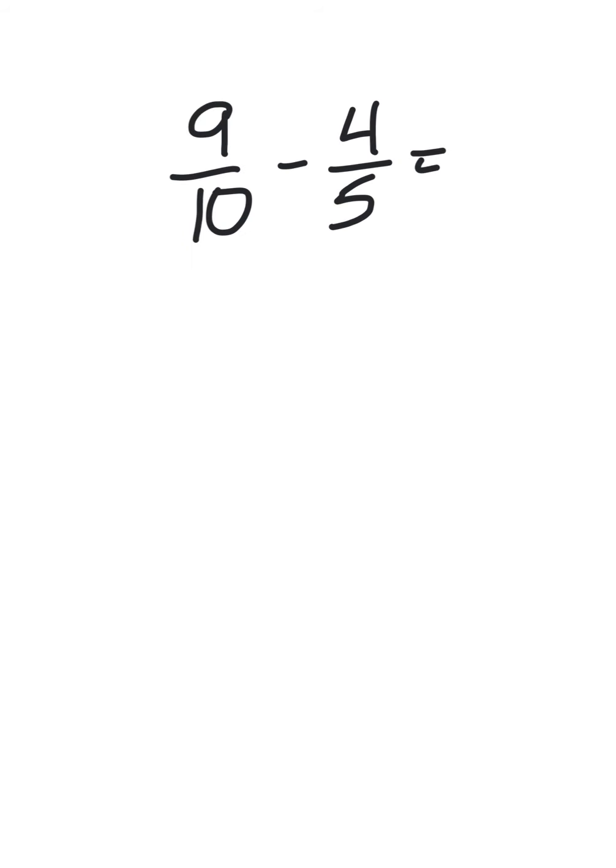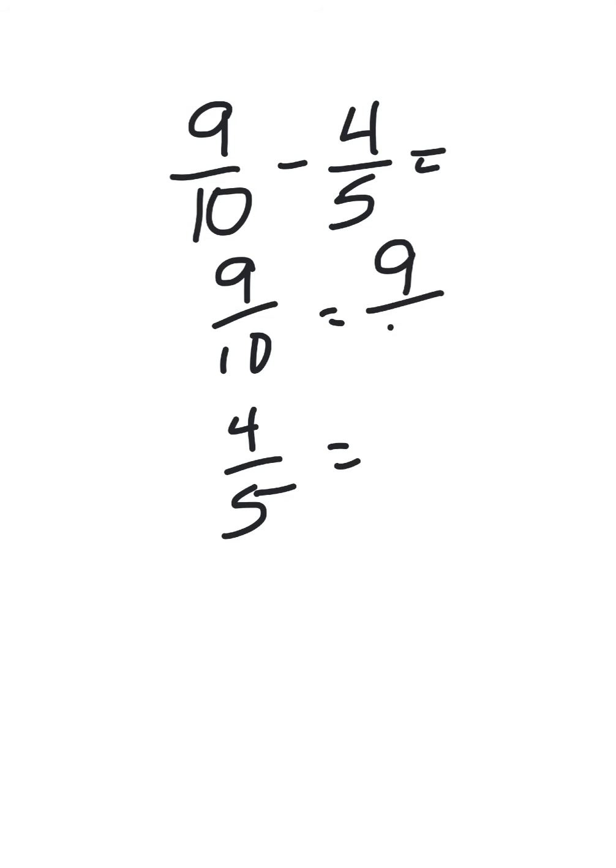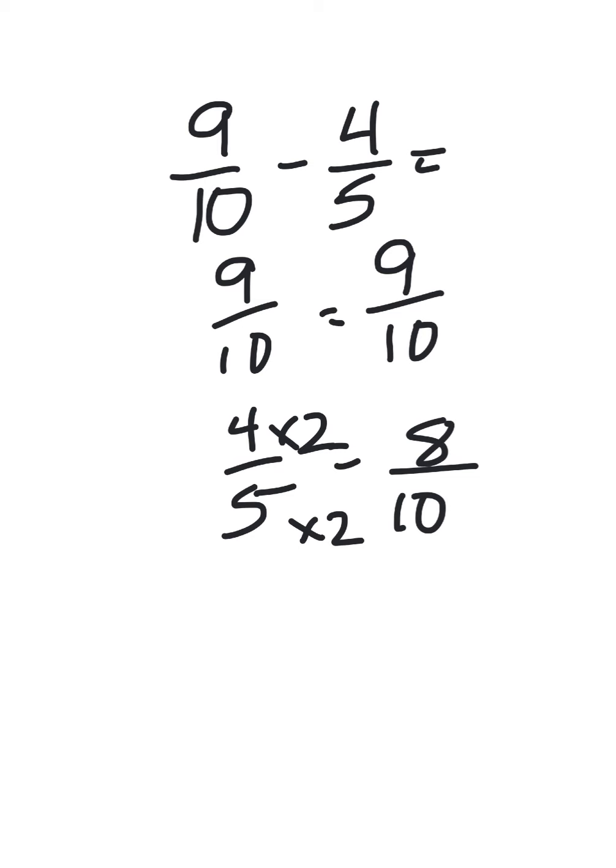In this one, same thing, 9/10 minus 4/5. I just have to find a common denominator for them. So I'm going to use tenths. So 9/10 is 9/10. 5 times 2 is 10. Do the same thing to the top. I get 8/10. 9/10 minus 8/10 is just 1/10.